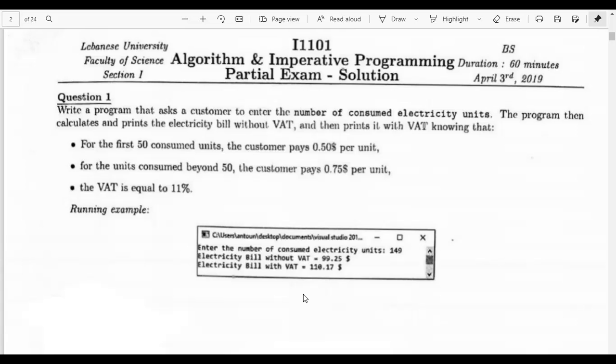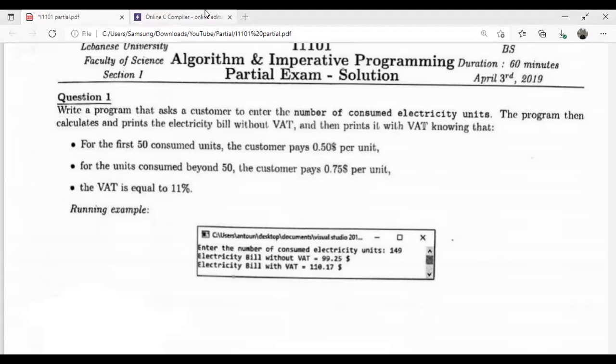For example, if the customer consumed 60 units of electricity, he pays for the first 50 units $0.5 per unit, and the other 10 units he pays $0.75 per unit. So let's try to solve this question.